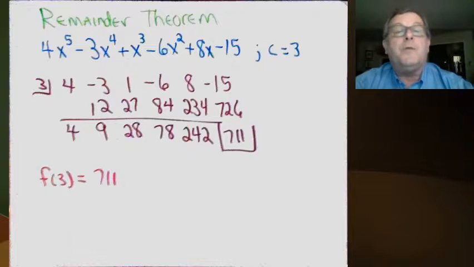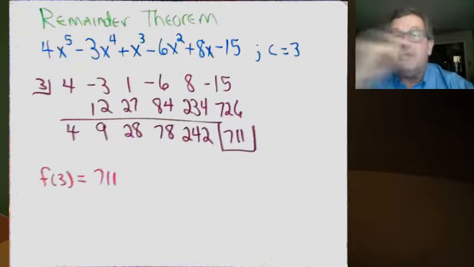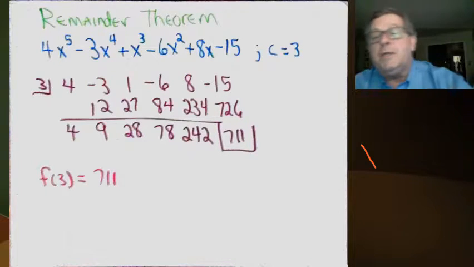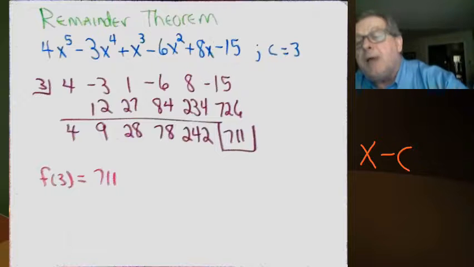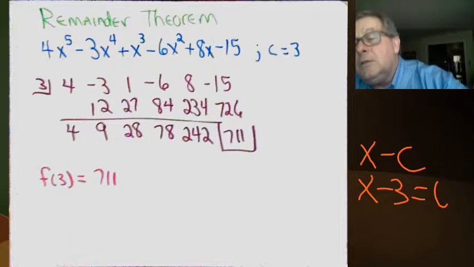So the remainder theorem is saying that if I've got a polynomial function, a polynomial equation, and I am given a value for x, in this case where c is equal to 3, this starts out with x minus c. If we substitute in the 3, we get x minus 3 equals 0, so x is equal to 3.